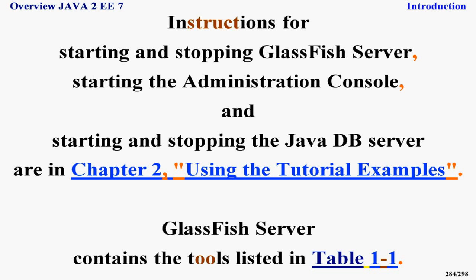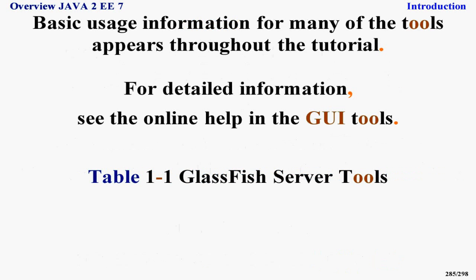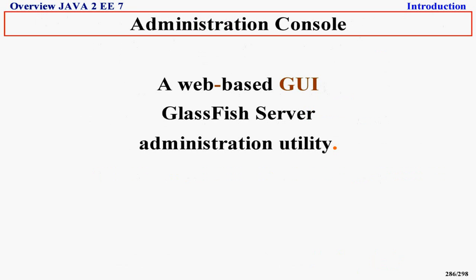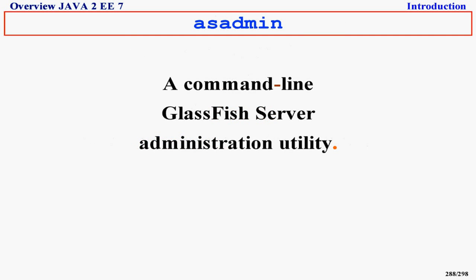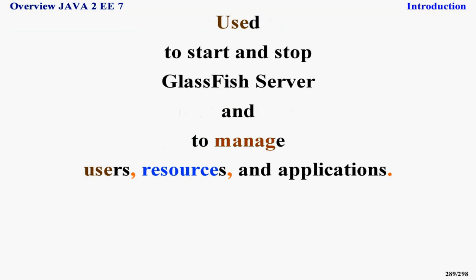GlassFish Server contains the tools listed in Table 1-1. Basic usage information for many of the tools appears throughout the tutorial. For detailed information, see the online help in the GUI tools. Table 1-1 GlassFish Server Tools. Administration Console: a web-based GUI GlassFish Server administration utility. Used to stop GlassFish Server and to manage users, resources, and applications. asadmin: a command-line GlassFish Server administration utility. Used to start and stop GlassFish Server and to manage users, resources, and applications.